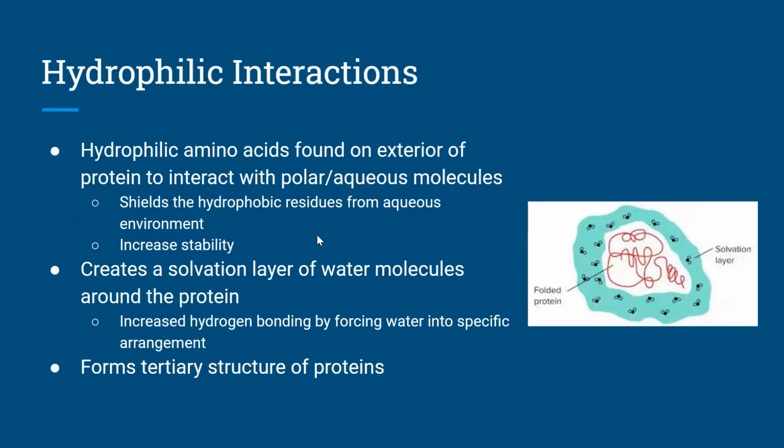Since the hydrophilic amino acids are on the exterior of the protein, it creates what we call a solvation layer around the protein. This is a layer of water molecules, and this is done to increase hydrogen bonding. The water is forced into a specific arrangement that maximizes hydrogen bonding with the hydrophilic amino acids. This also contributes to the tertiary structure of proteins.